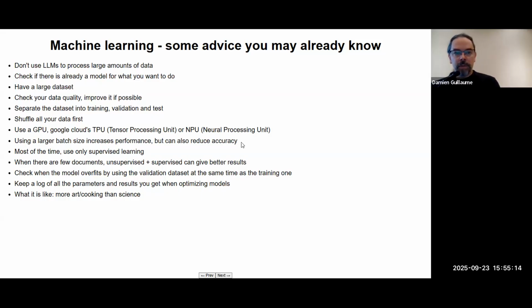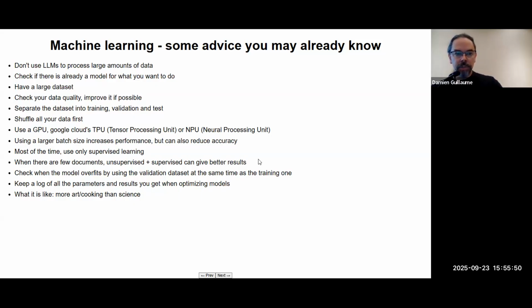Most of the time, I would say use only supervised learning. I got better results by using only supervised learning. The exception is if you don't have a ton of documents, you might get better results with an unsupervised method first. So if you don't have many documents, try unsupervised to create models and supervised to do classification.